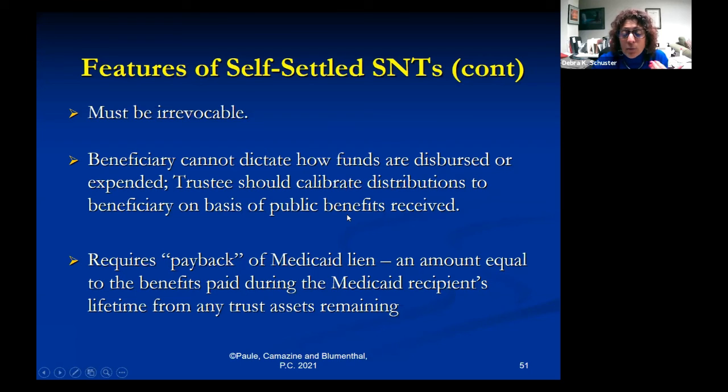So the trustee has to really calibrate distributions to the beneficiary on the basis of what type of benefit is received. So if the person receives SSI, they really should not distribute benefits to the individual that exceed the amount of income that the person is allowed to receive, or that is for shelter or food, because SSI is intended to be used for shelter and food. And again, there is that requirement of the Medicaid payback. If an individual receives Medicaid from the self-settled or first-party trust, Medicaid can seek to be repaid if there are benefits after that person dies.